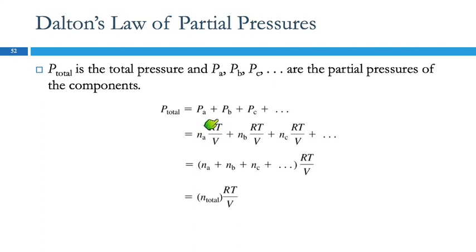So we can factor out RT over V, and we get here the sum of the moles of the gases times RT over V. So here what we're saying is the total pressure is equal to the total number of moles of gas times RT over V. It doesn't matter that they're different gases. Any questions?